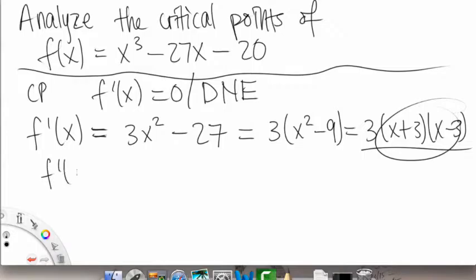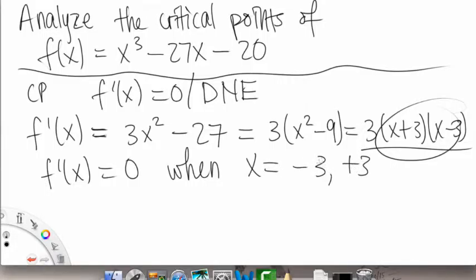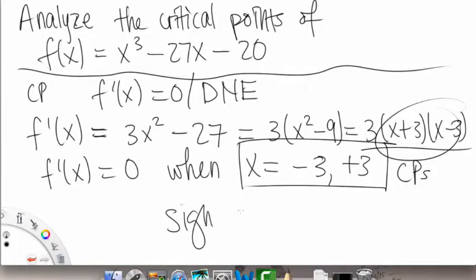Okay, so f prime of x equals 0 when our x is equal to negative 3 or positive 3. Okay, so these are our critical points. Let's keep those in mind. And now we're going to implement what's called our sign analysis. Okay, so I'll continue this on the next slide.